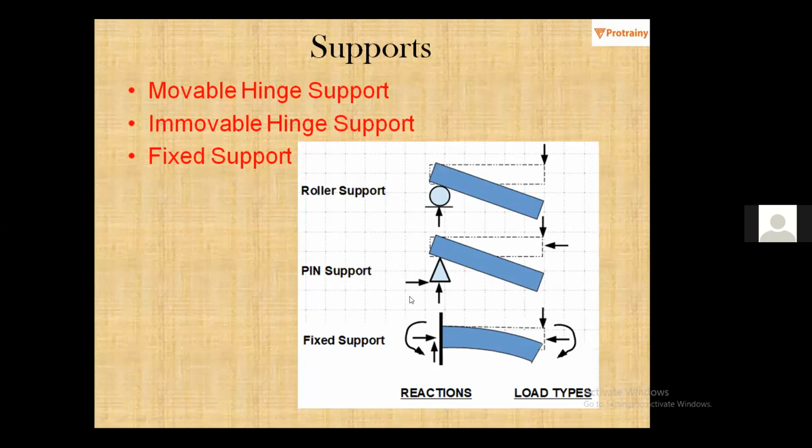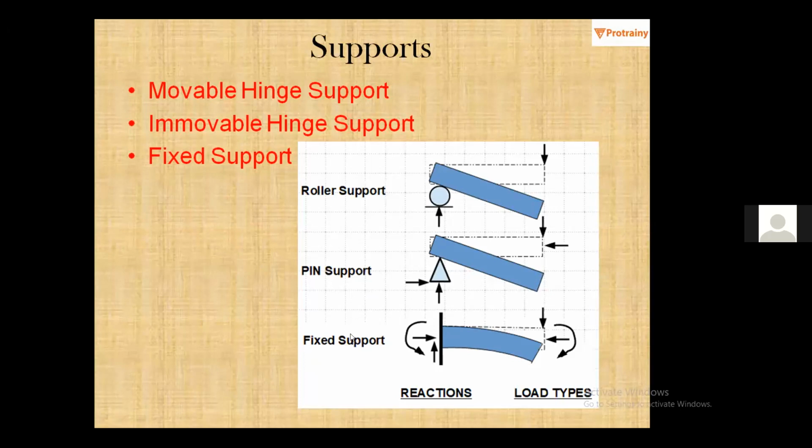Talking about pin support, what is happening? Rotation is fine. It can rotate, but what it cannot do, it cannot move to and fro in horizontal direction as well as in vertical direction. So there are going to be two reactions. हमने दोनों axis पे इसका translation obstruct किया है. तो जैसे ही आपने उसी movement को obstruct किया, that means you are applying something externally on that particular body. So there is going to be a reaction. So now we have two reactions when we are talking about pin support.